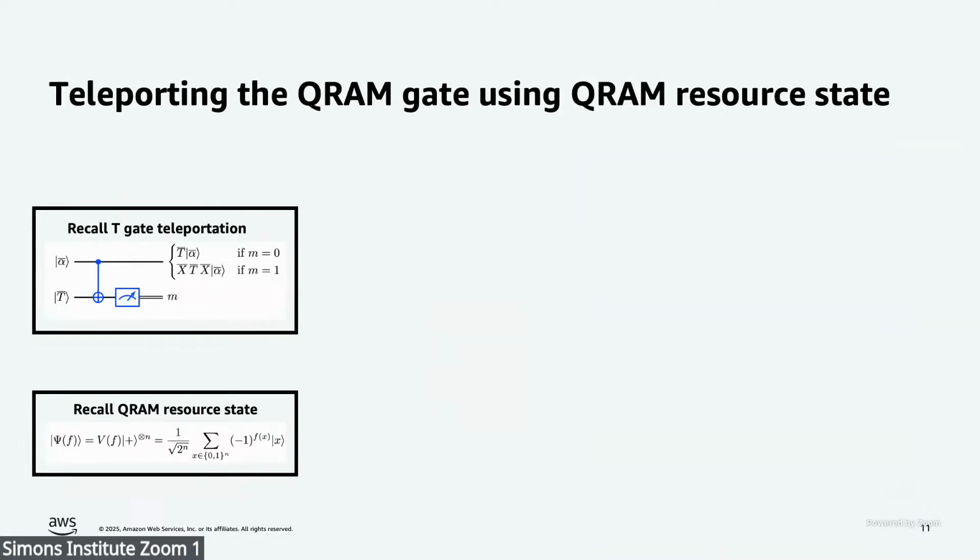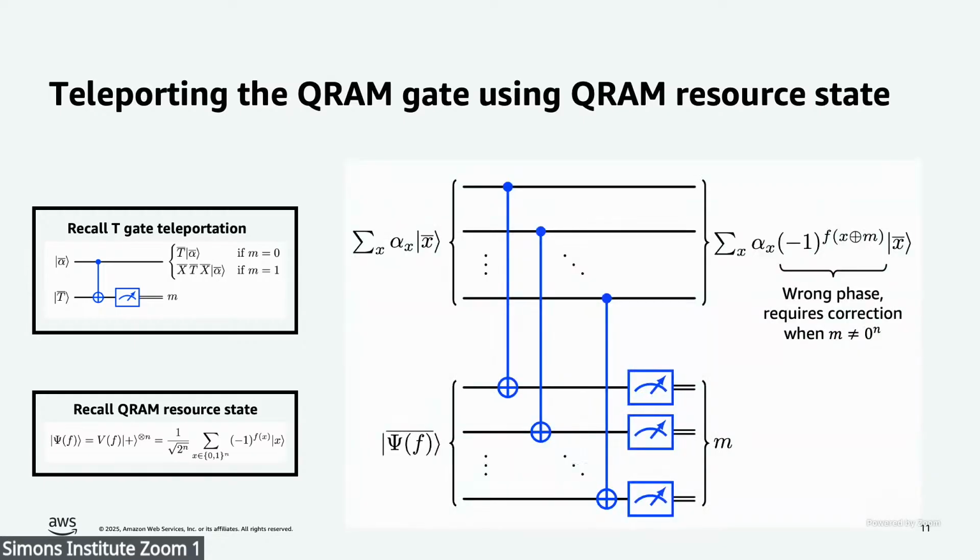Okay, how do we actually use these resource states? Here, I've just recalled the definition of the resource state and the way we did T-gate teleportation. Because the teleportation of the QRAM states is going to be very similar, we just do an entangled measurement between an arbitrary n-qubit state on which we want to apply QRAM and our QRAM resource state, using these n CNOT gates. We make a measurement on each of the n qubits. This is all done fault-tolerantly on encoded states, so we can neglect any errors during this step. So we obtain a measurement outcome m, which is a bit string of length n, and each of the 2 to the n possible measurement outcomes is obtained with uniform probability.